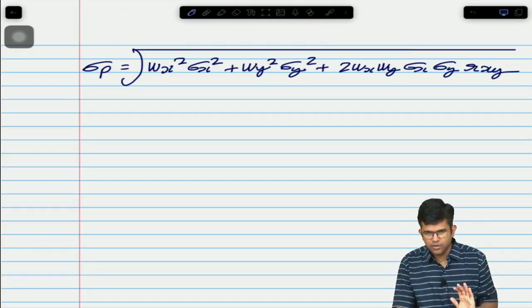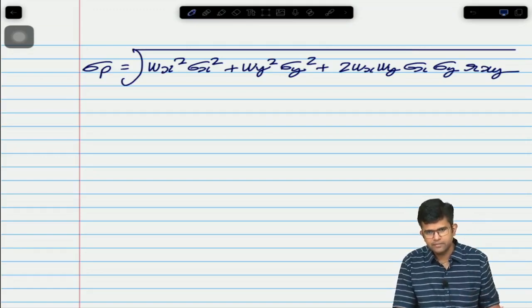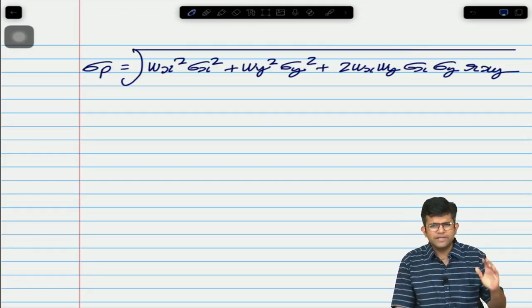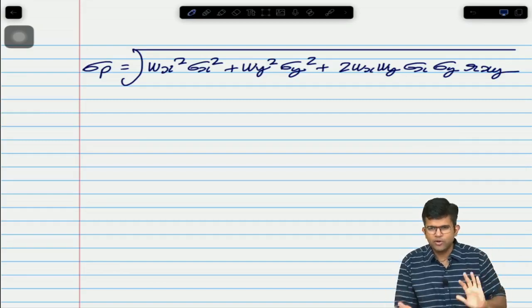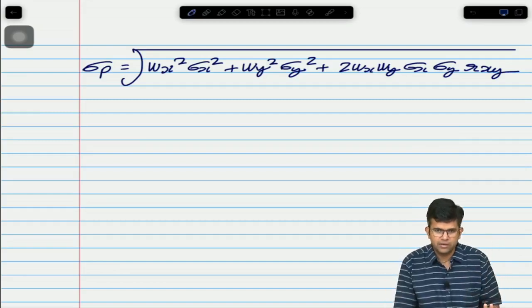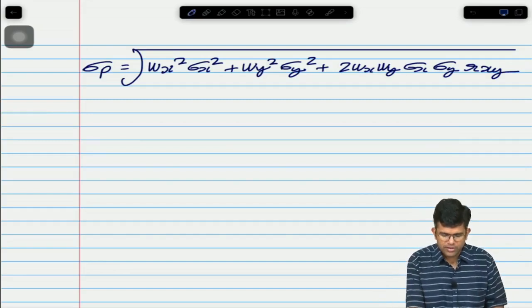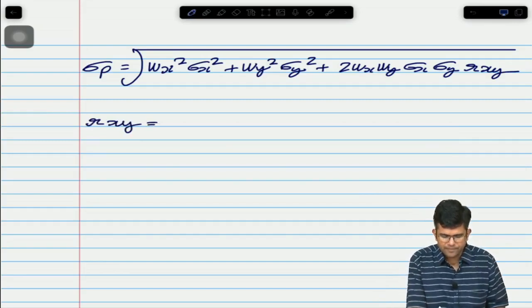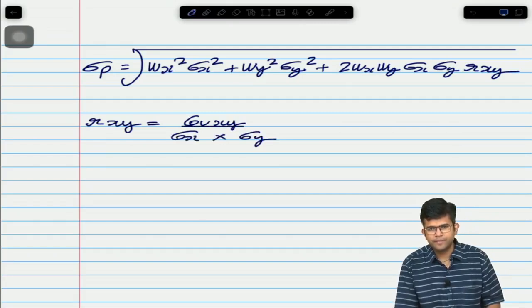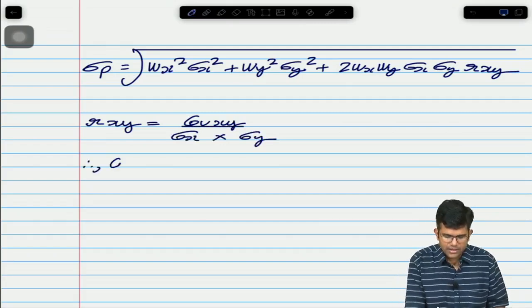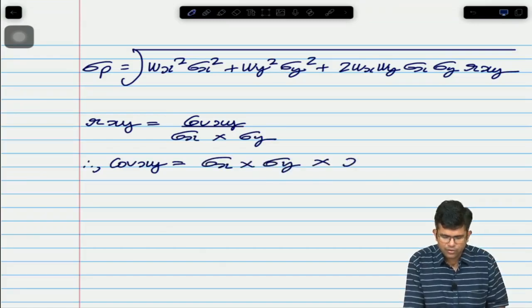This was the formula of sigma p. Everybody agreeing? When rxy is plus 1 or minus 1, a shorter formula can also be used. Everyone understands still here, no? Okay. Now, what is the formula of rxy? Covariance xy upon sigma x into sigma y, correct? Can I say covariance xy is sigma x into sigma y into rxy?